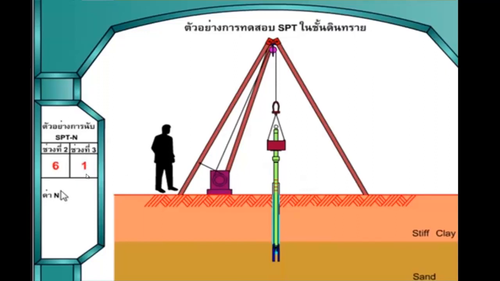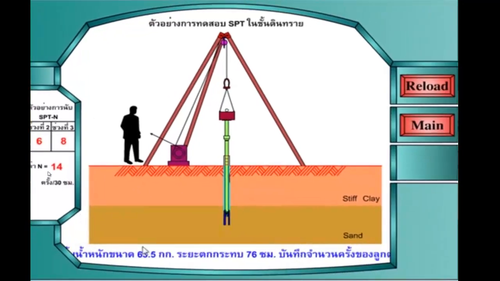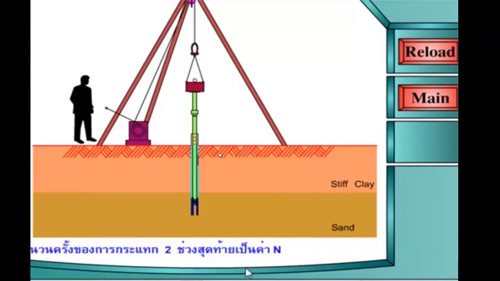1. Yes, sir. Okay. 2, 3, 4, 5, 6, 7, 8. So you can see they find the N value 6 plus 8. How much is it? 14. Let's take the average. So this is the way they can calculate the N value. Okay.